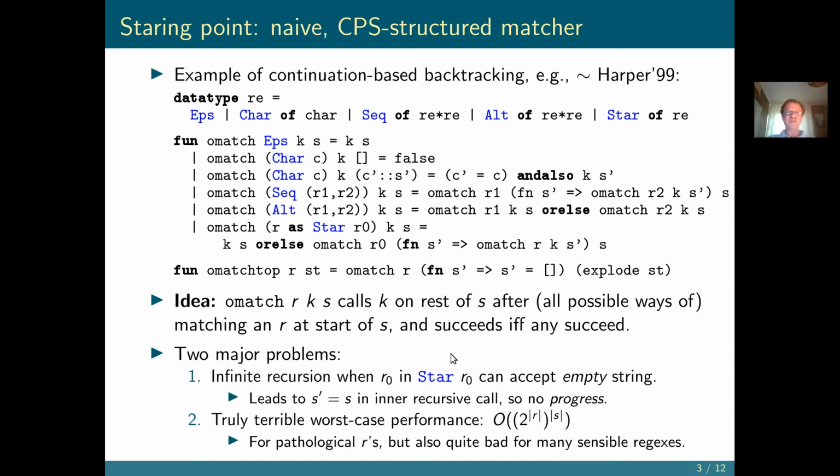So this code works to some extent, but it has two significant problems. One is that down here in the star R0 case, if R0 can match the empty string, for example, if it's epsilon, then the S prime here will actually be the same as the S in the original call. And that means that in this inner recursive call, all three arguments will be exactly the same as what we started with. And of course, that'll not end well.